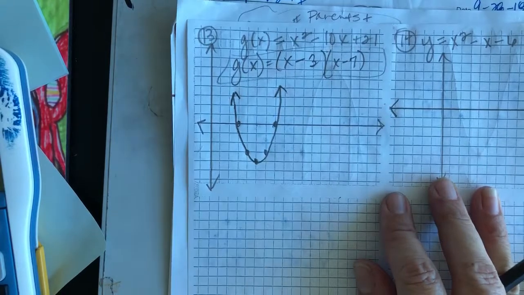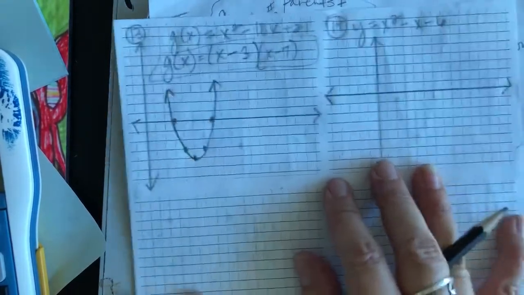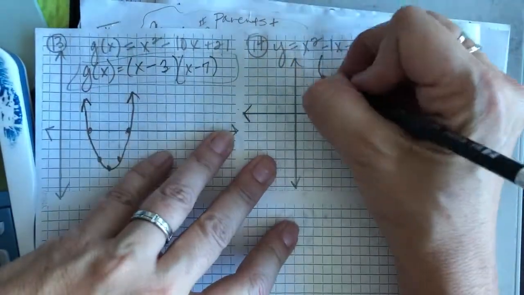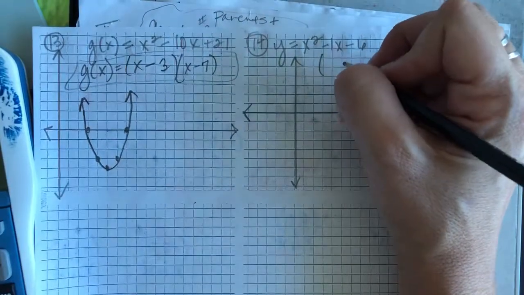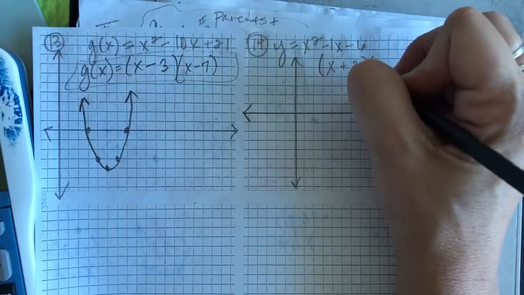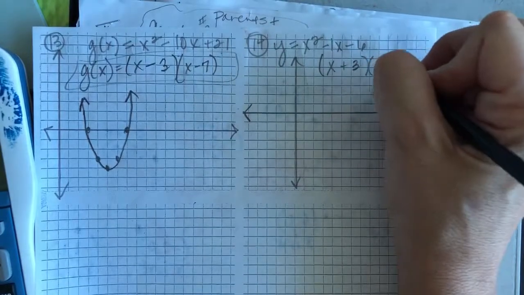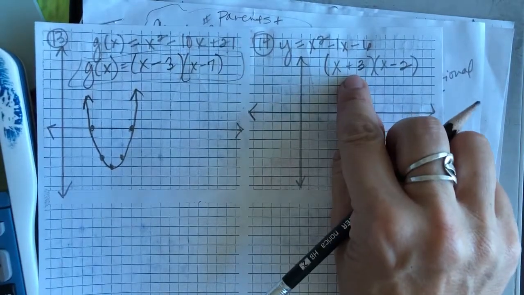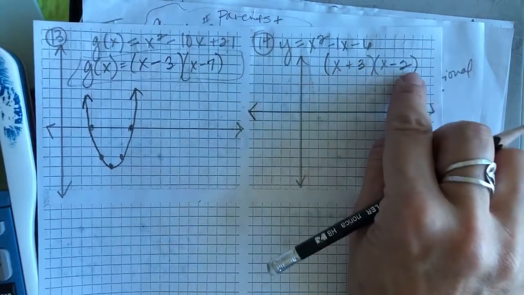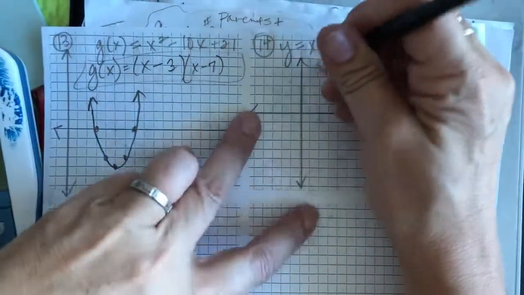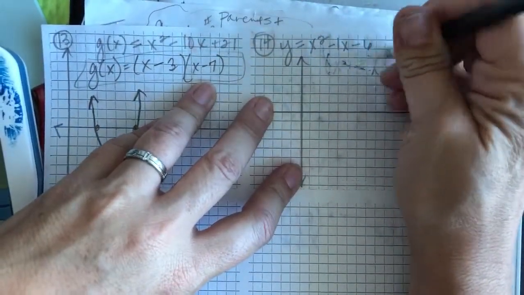Now, number 14. Let me see if I can't think fast and factor. Factoring is one of my favorite things to do. Two numbers that multiply to negative 6 and add to negative 1. I think it's going to have to be negative 3 and positive 2. Is that right? Negative 3 times positive 2. No, I think I got it backwards. Shoot, I'm trying to do this on the fly. I think I have it backwards.